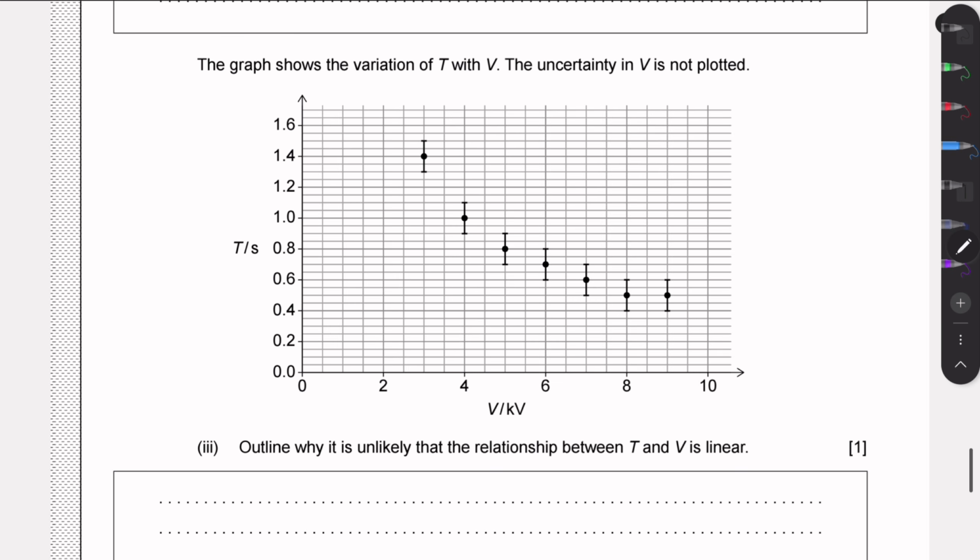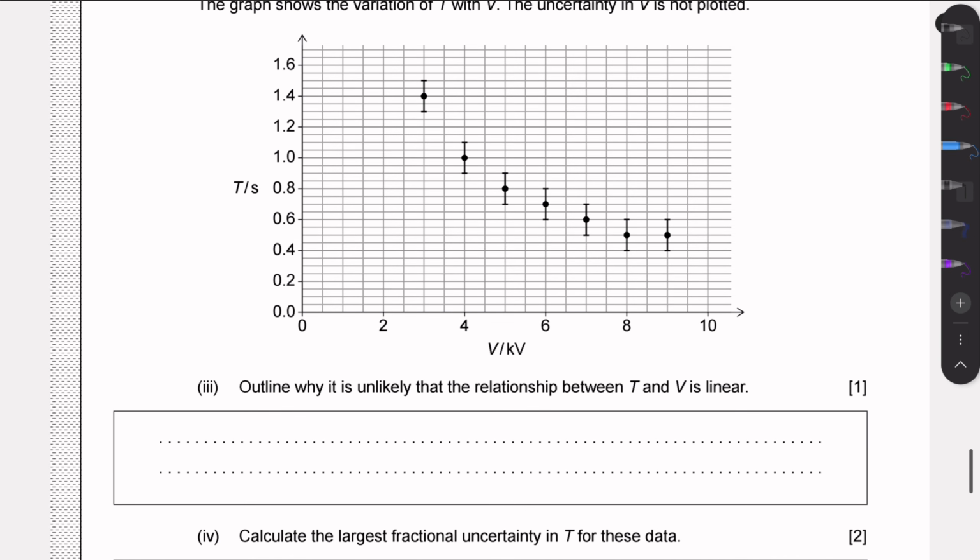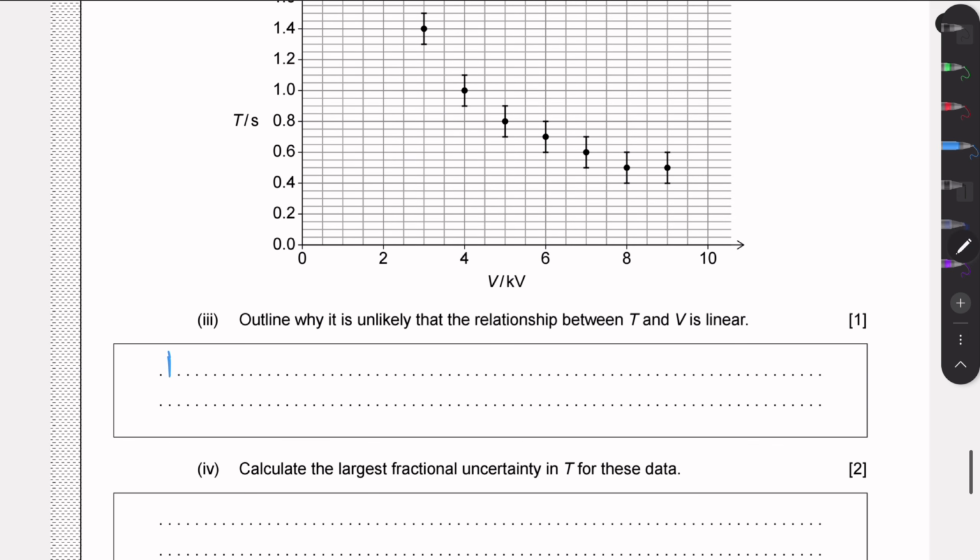Alright, and now we have a graph showing the variation of T with V. We're given the uncertainty in V. We need to outline why it is unlikely that the relationship between T and V is linear. So in a question like this, what we need to say is that it is not possible to draw a straight line that passes through all the error bars.